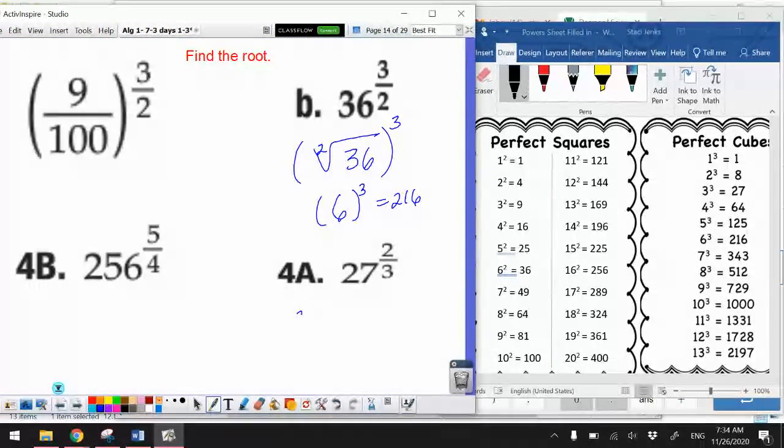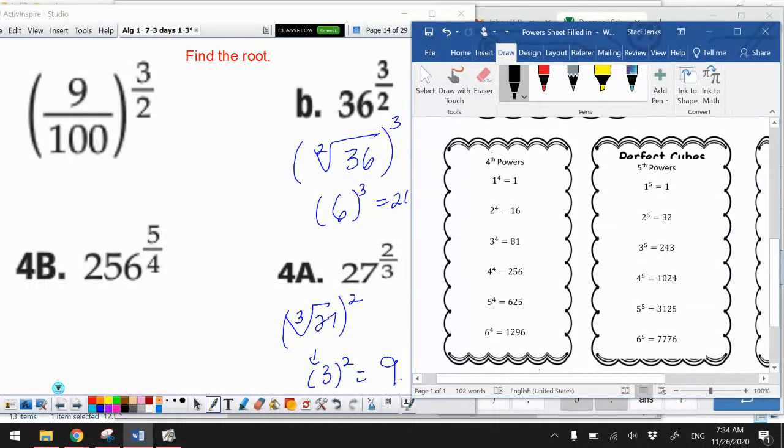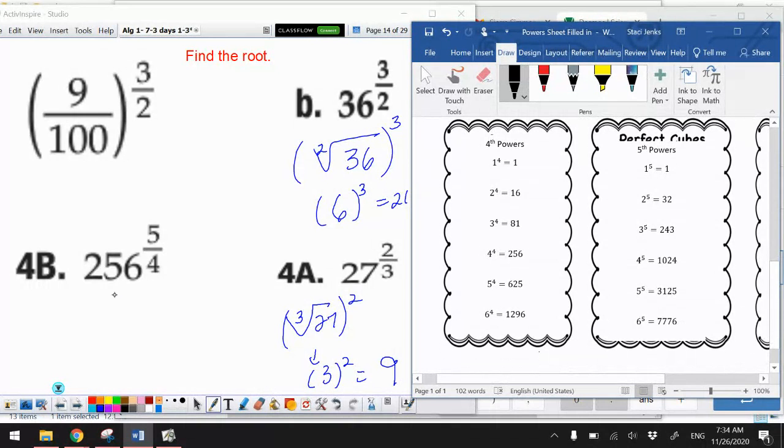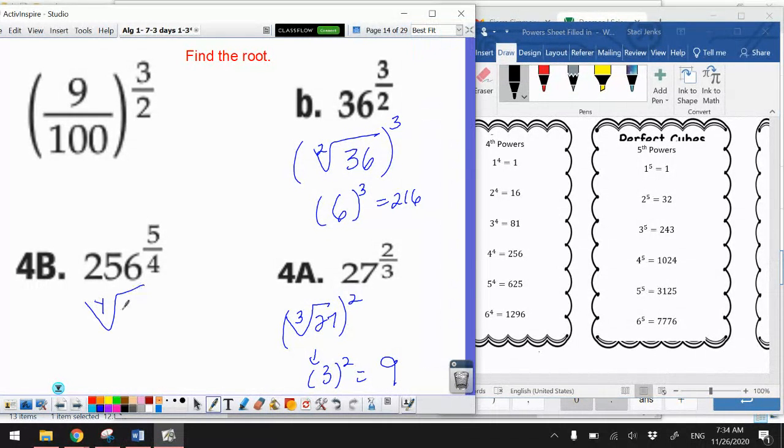All right, let's look at this third root. The third root of 27, and I'm going to square it. Here's 27, come across. I see the base is a 3, so this becomes a 3, and I'm going to square it. So 3 squared is actually 9. All right, we need a fourth root. Let's do this 256. So the fourth root of 256 to the fifth power. The fourth root of 256 is a 4, so that base is a 4. And then I'm raising 4 to the fifth power. Well, 4 to the fifth power is 1024.